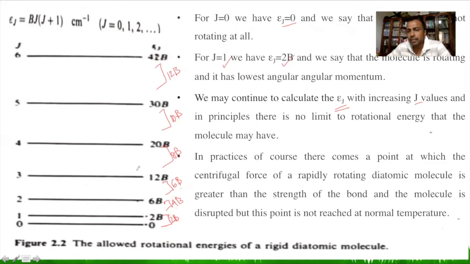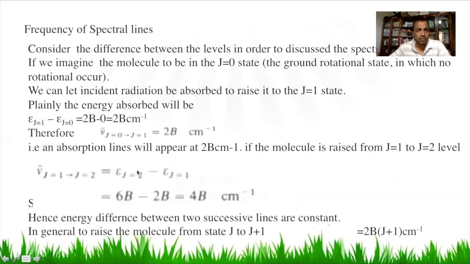So in practice, of course, there comes a point at which the centrifugal force of a rapidly rotating diatomic molecule will be greater than the strength of the bond, and the molecule is disrupted, but this point is not reached at normal temperature. So that is part of the discussion.